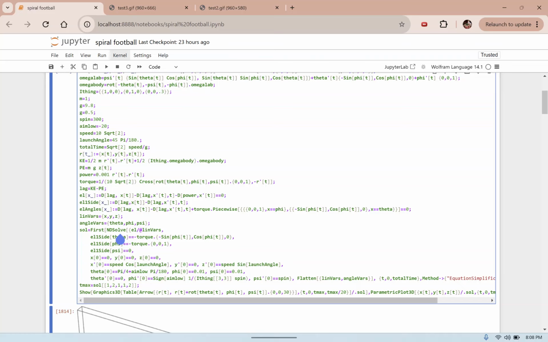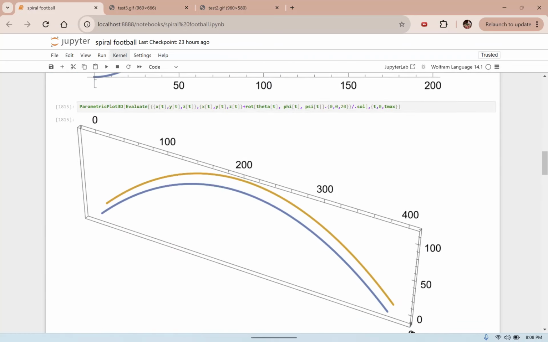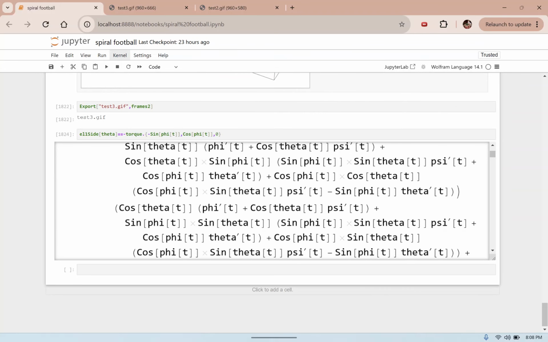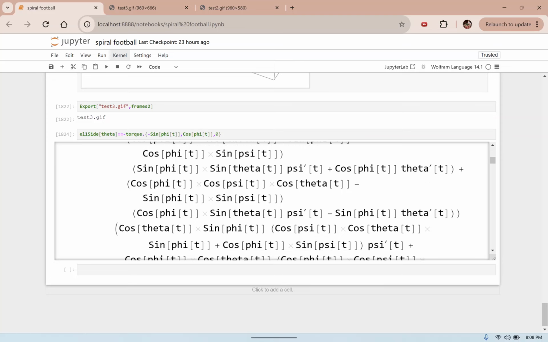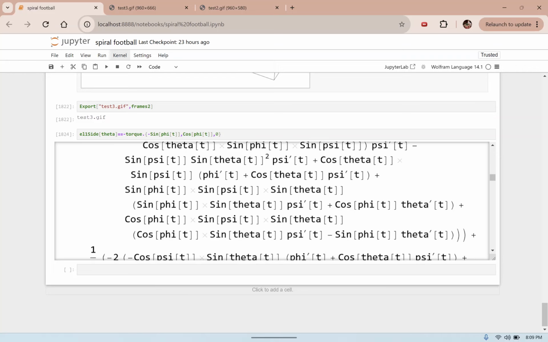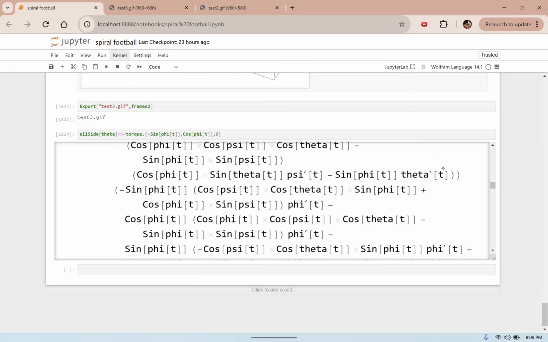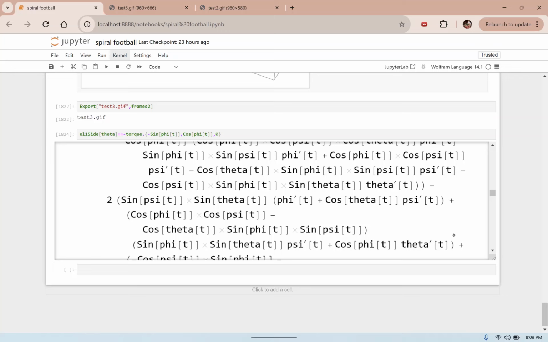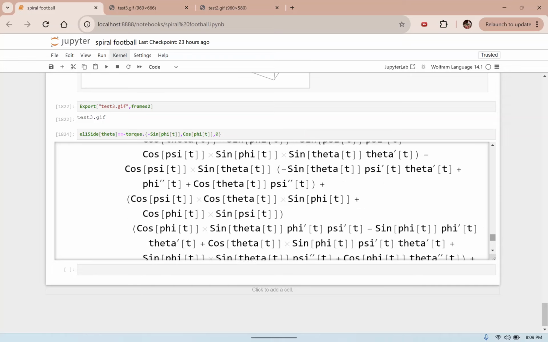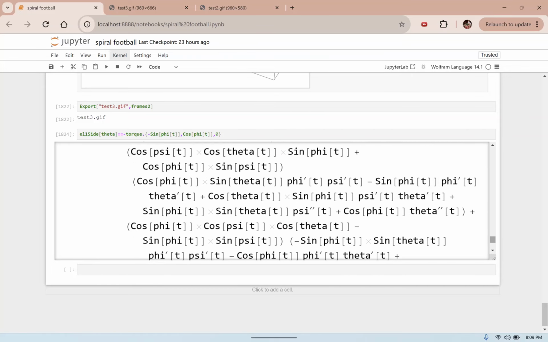But that's not the value that Mathematica brings to this, because I want to show you what the equations look like. So if I scroll way down here, this is just the theta equation. And I am so glad that I didn't have to figure this out and type it in to NDSolve. I had Mathematica do all of this for me. So the theta equation is pretty ugly.